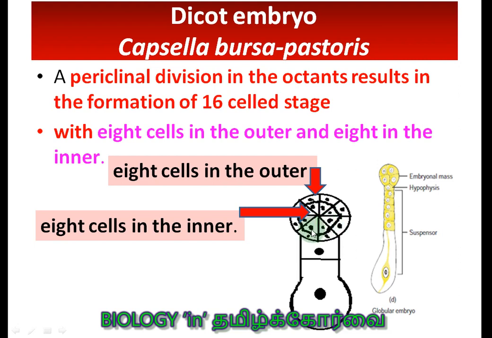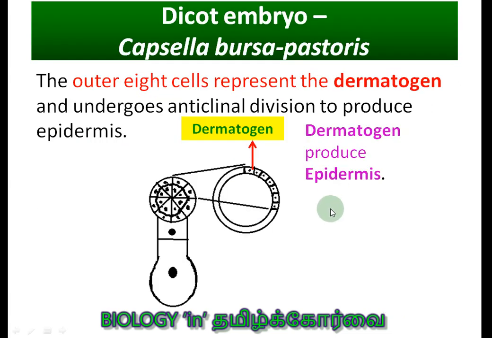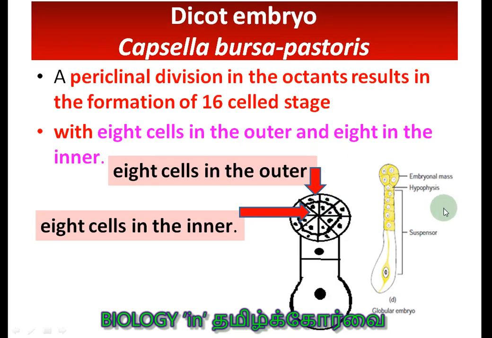So what happened? 8 becomes 16 with 8 cells in the outer tier and 8 cells in the inner tier. Okay, so 8 cells in the outer and 8 cells in the inner. Now this is the 16 cell stage. And here this is the diagram given in our book.